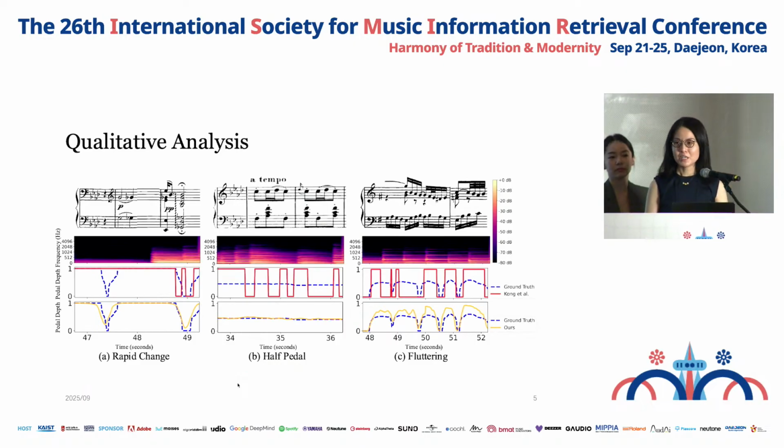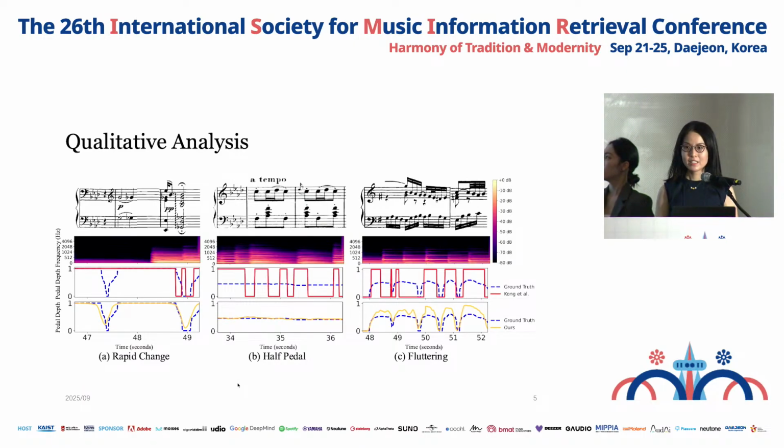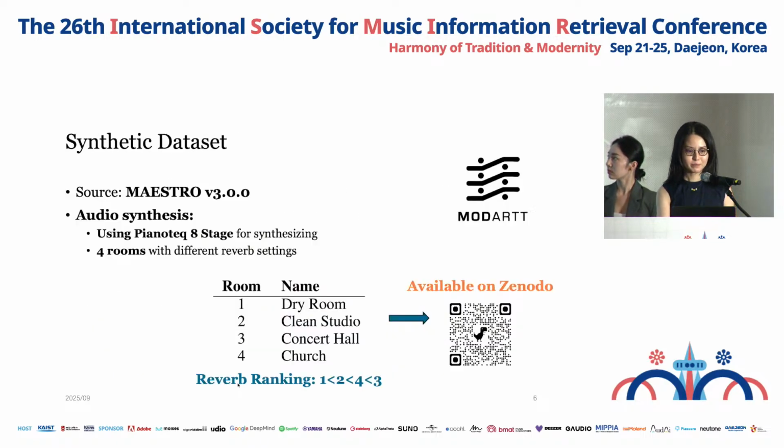Here are 3 examples of piano pedaling in performance: the first one is rapid full pedal change, the second one is half pedaling, and the third one is fluttering. The blue dashed line is the ground truth, which has nuanced changes over time that the red-colored baseline fails to capture. Our model predictions are plotted in yellow, and as we can see, they closely follow the actual curves.